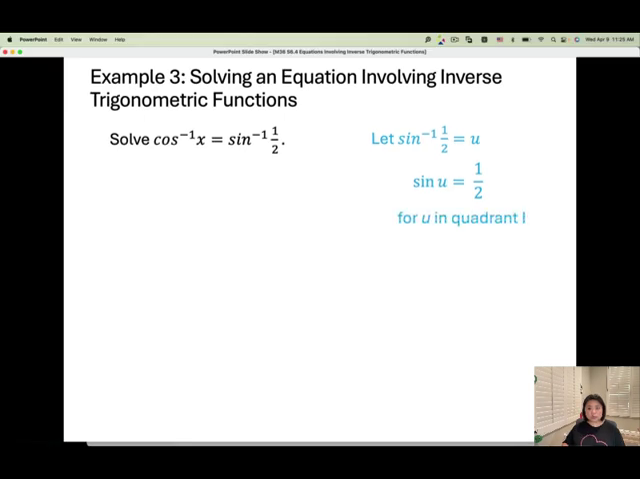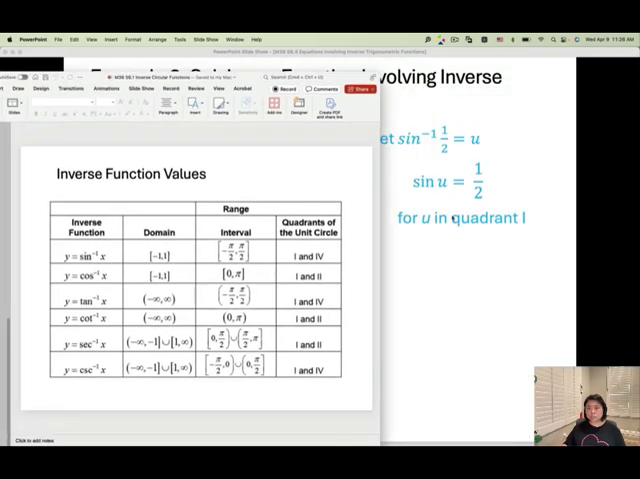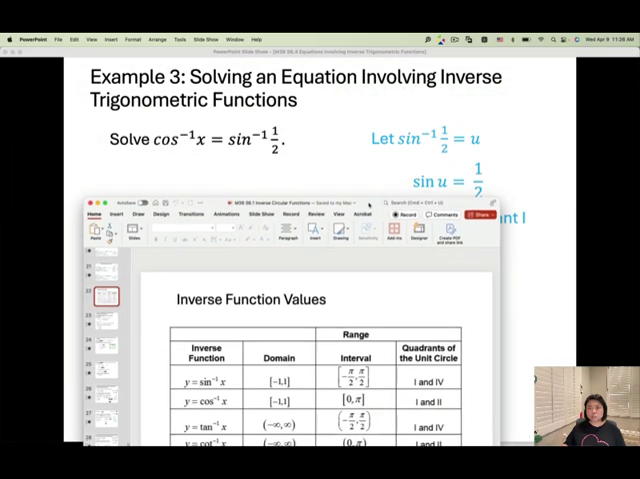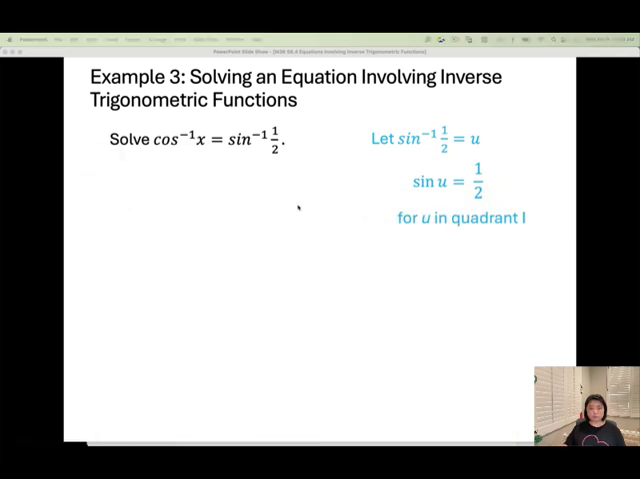And I'm going to say this u will be in quadrant 1. Why? Do you still remember from session 6.1? Look at the inverse function. When you have the inverse sine of x, the quadrants of the unit circle will be 1 and 4. But why do we only say this u will be in quadrant 1? Because this one is related to the inverse cosine of x. The inverse cosine of x will be in quadrant 1 and quadrant 2. So if you combine them together, it has to be in quadrant 1 here.